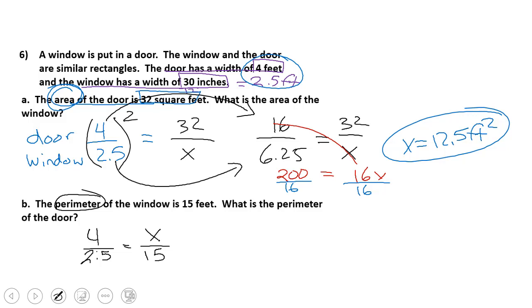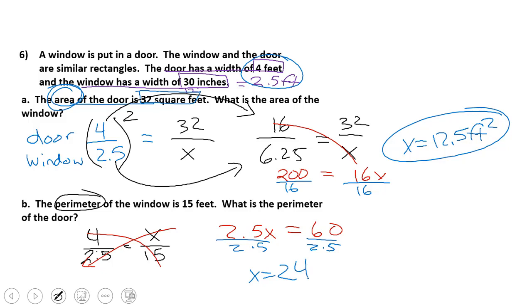It goes on top. So then we do our cross products. 2.5 times x is 2.5x. And 4 times 15 is 60. And of course, when I divide 60 by 2.5, I get that x is equal to 24. And that's going to be feet. And that is the perimeter of the door. Perimeter of the door is 24 feet.